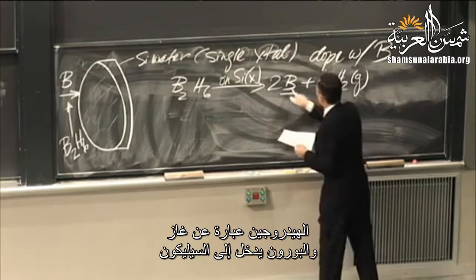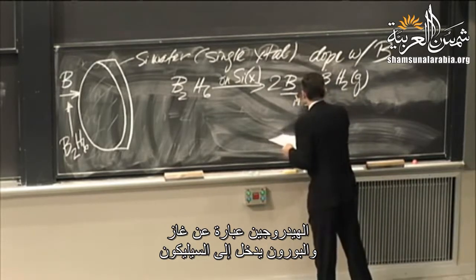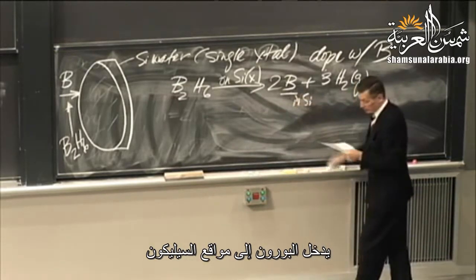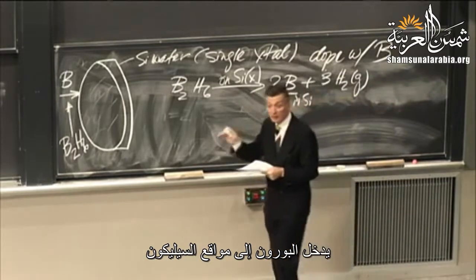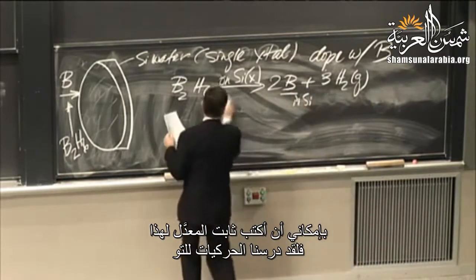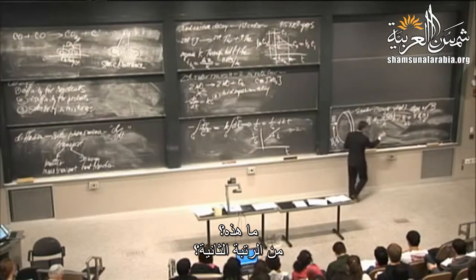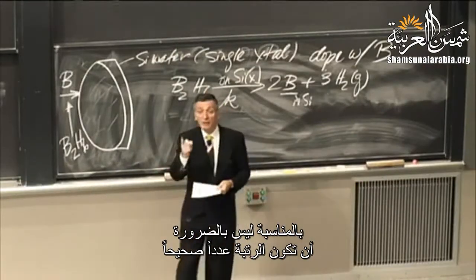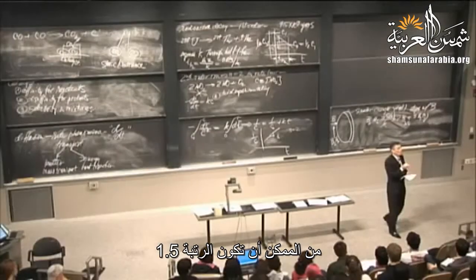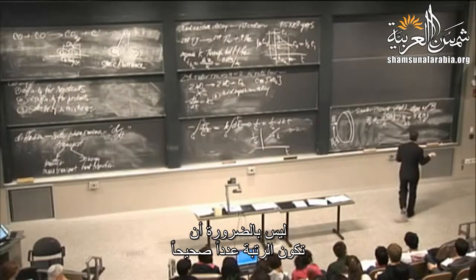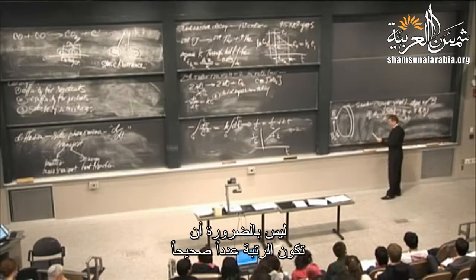So the hydrogen is a gas, and the boron goes into the silicon, where it goes onto the silicon sites. Right? And I could just write a rate constant for this. We just studied kinetics. I don't know, the second order. It doesn't have to be integral order, by the way. It could be of order 1.5. Nothing's saying it has to be integral order.